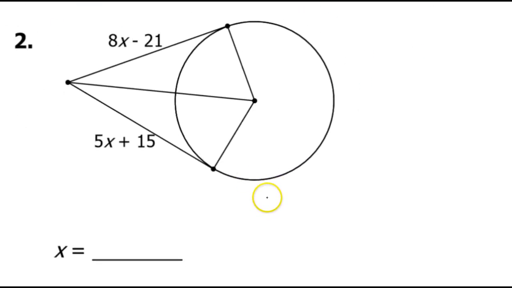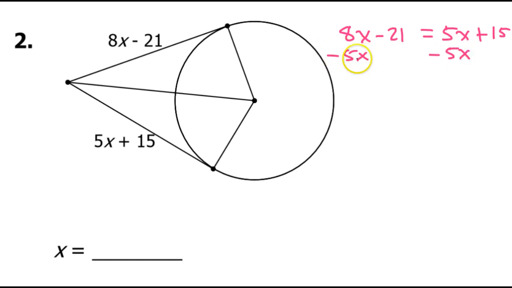Similarly for problem number 2, these two tangent segments, again, will be equal to each other. So that means that 8x minus 21 is going to equal 5x plus 15. I need to get these x's together, so I will subtract 5x from both sides. That's going to leave me with 3x minus 21 is equal to 15.